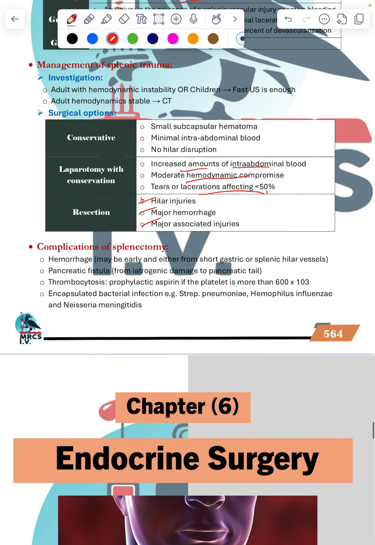Resection is done if hilar injury is there, or major blood vessels are involved. After splenectomy, there may be early and late complications: pancreatic fistula, prophylactic aspirin if platelets are high, and encapsulated pneumococcal infection has to be considered.